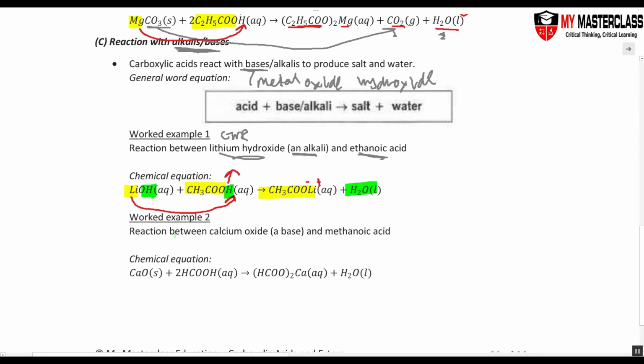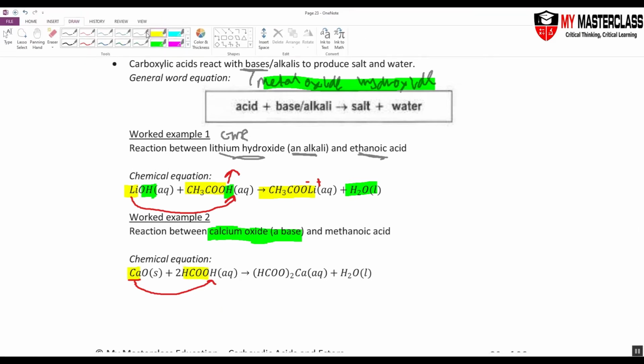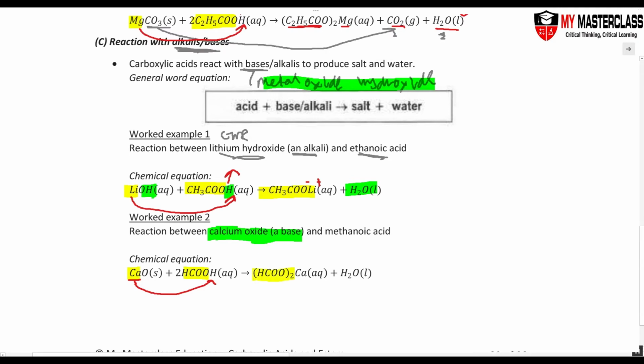Okay, reaction with calcium oxide. Metal oxide is a base. You have to know this. Metal oxide is a base, plus your methanoic acid. Same thing: take your calcium, kick out the H. Your calcium partners the HCOO minus. So you have Ca(HCOO) bracket 2. Why is the formula like that? It's because of HCOO minus and Ca2 plus. Do the cross method.